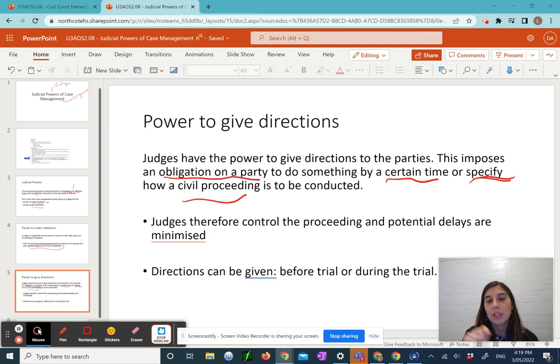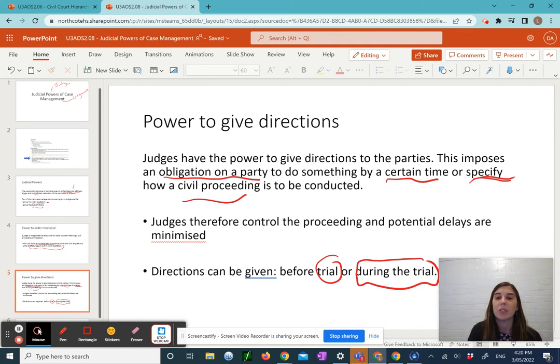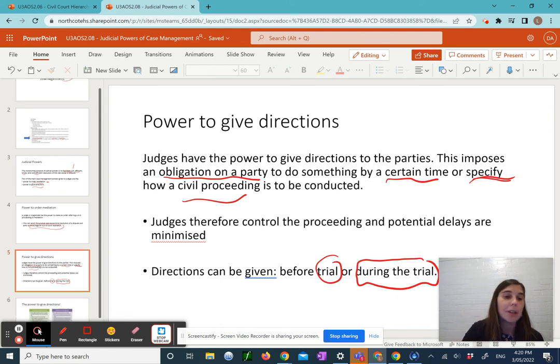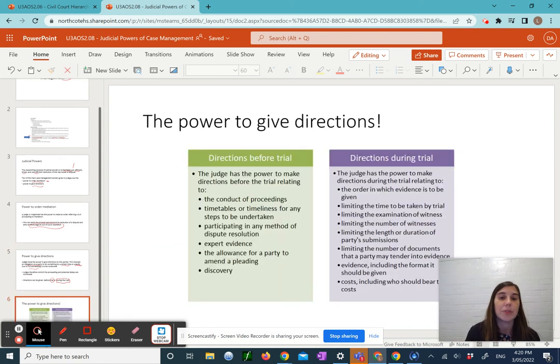And the judge can do directions in two different ways, okay? So they can order the party to do something before a trial, such as during a mediation, or during a trial. So as the trial is happening, the judge may require the parties to do a number of things in order to make the trial more efficient, more just, more speedy. So, what is the power to give directions?